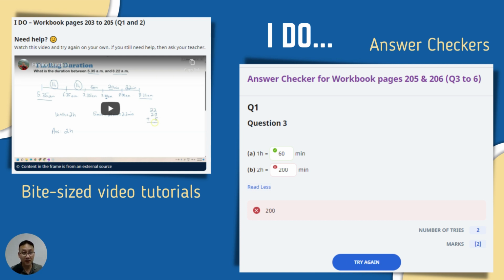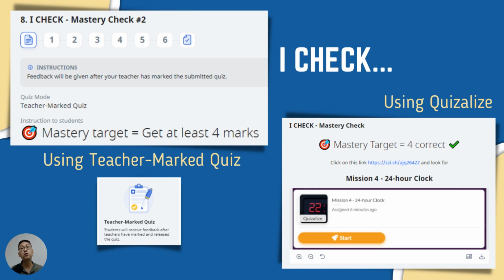So this allows them to practice on their own, get immediate feedback without having to wait for me to mark, so that they can move on to the last stage, which is the I check stage, and that's the mastery check. So in the mastery check, I actually made use of a few different tools in my other units.